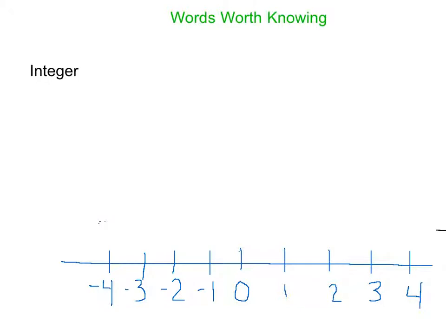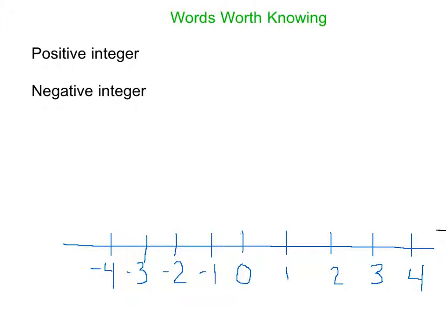First, let's talk about an integer. Basically, an integer is a number. If you look at the bottom of my screen here, you can see that I've got a bunch of integers on a number line. It starts at 0, and we can go this way, 1 through 4. We can go this way, -1 through -4. So an integer is any of those numbers that would be found on a number line.